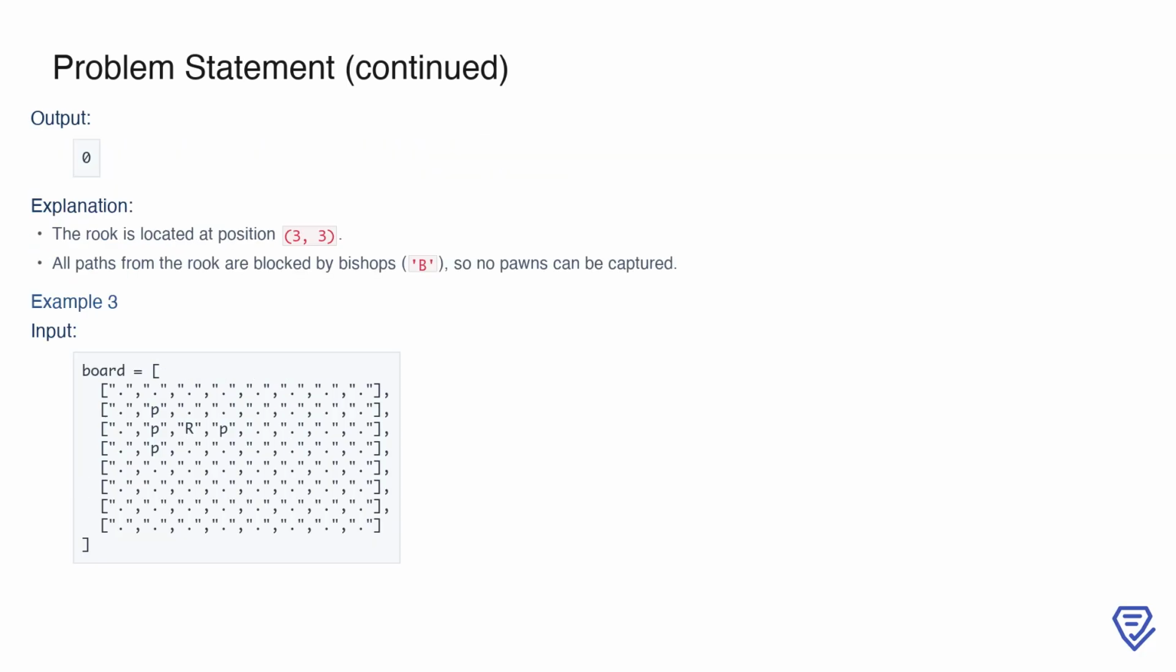Now, let's examine a scenario where the rook can capture multiple pawns. Here, the rook is positioned at 2, 2. Looking at the board, the rook has 3 pawns it can capture. There is a pawn directly above it at 1, 2, another pawn directly to the right at 2, 3, and a third pawn directly below at 3, 2. The rook can move in these directions without being blocked, so it can capture all 3 pawns. This means the function should return an output of 3, indicating that 3 pawns can be captured in this case.